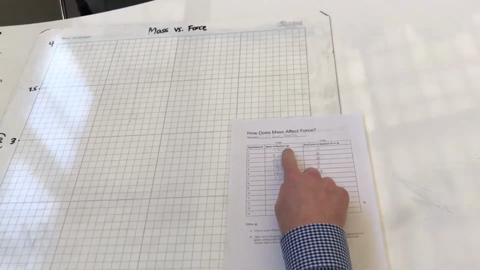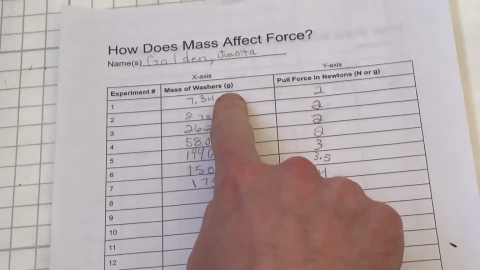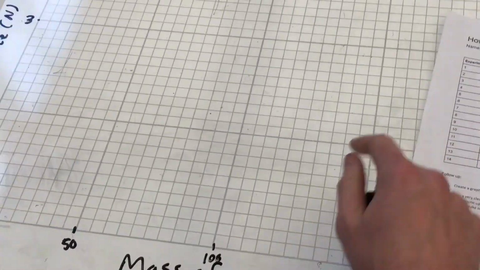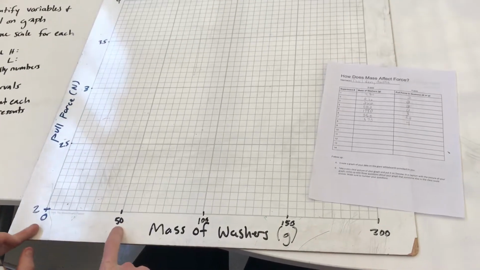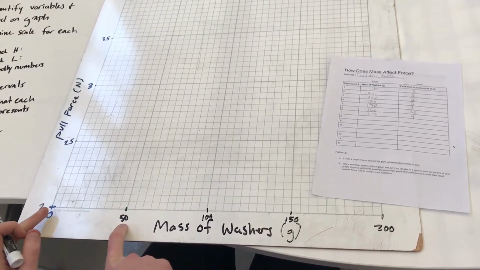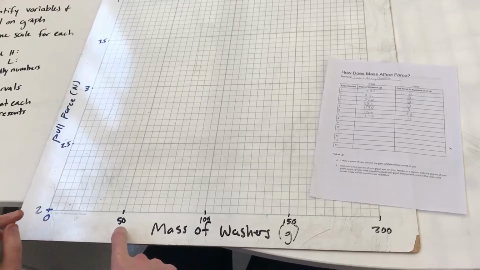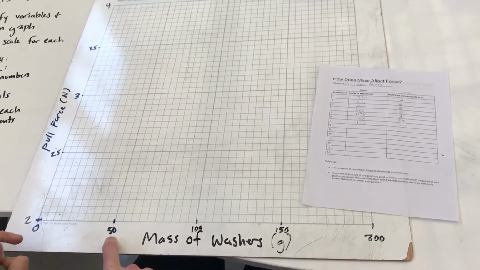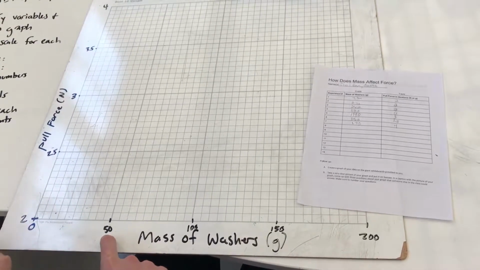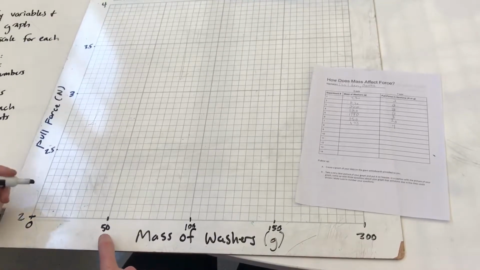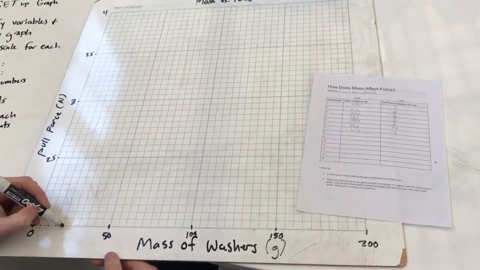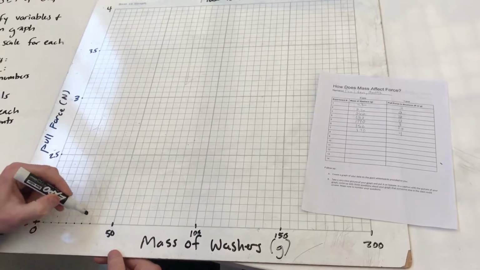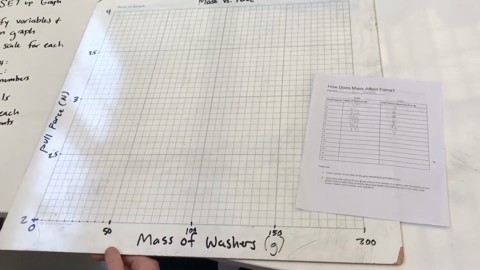Now that we have our data, the first point we have is 7.34. If I look down here at my graph, I've got between 0 and 50 for this section right here, and there are 10 lines. So 50 divided by 10 is what, class? 5. And so each one of these is worth 5. So this is 5, 10, 15, 20, 25, 30, 35, 40, 45, 50.